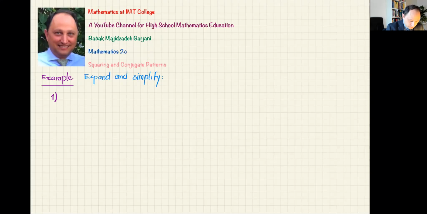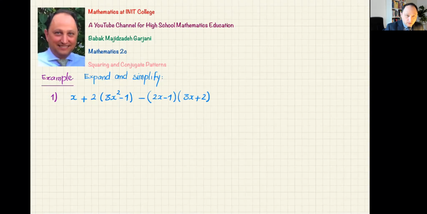So number one, x plus 2 times 3x squared minus 1 minus 2x minus 1 times 3x plus 2. I want you to do this multiplication and be careful about negative signs and everything, and then simplify this expression. So you start, I will continue writing.